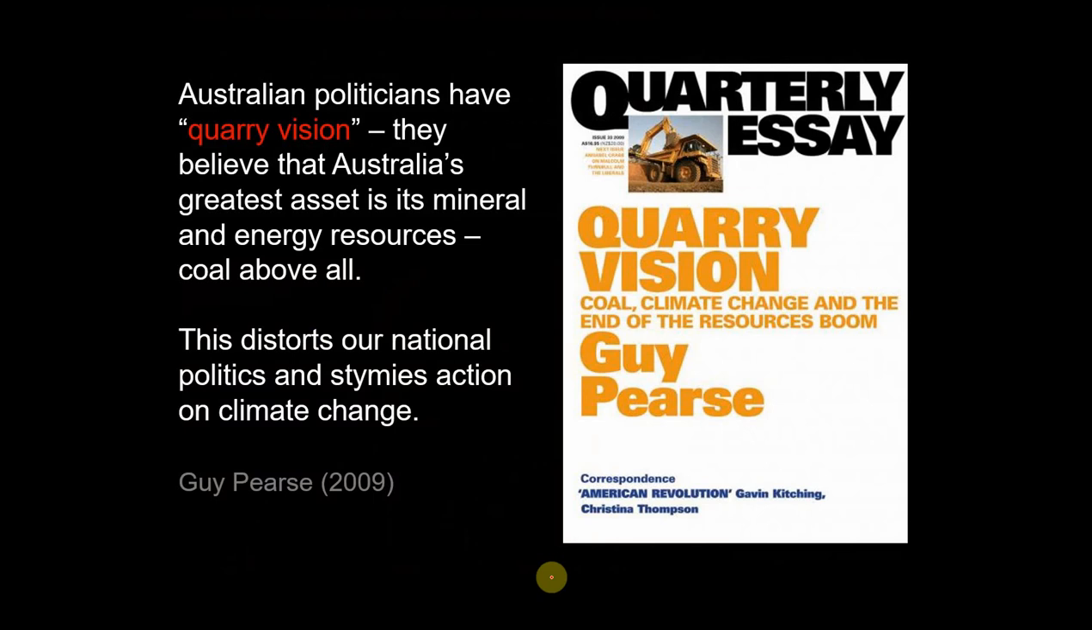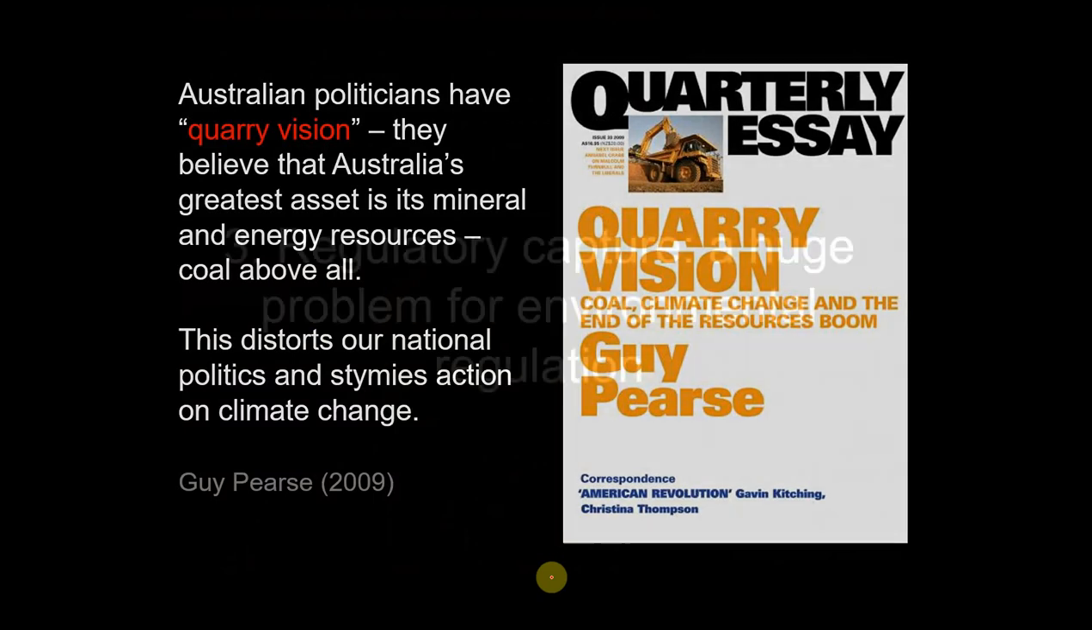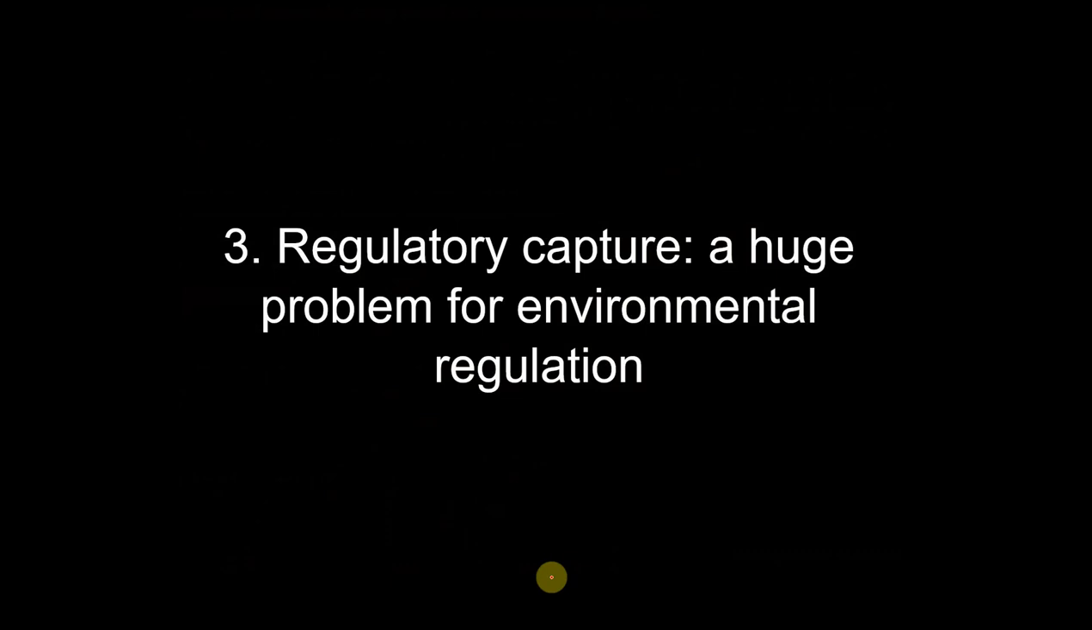They believe Australia's greatest asset is its mineral and energy resources, coal above all, and this distorts our national politics and stymies action on climate change. So basically seeing Australia as a big resource pit that we have to develop for economic prosperity. That's the mainstream bipartisan view of both the Coalition and Labor at a federal and state level in Australia. So huge support for the coal industry.